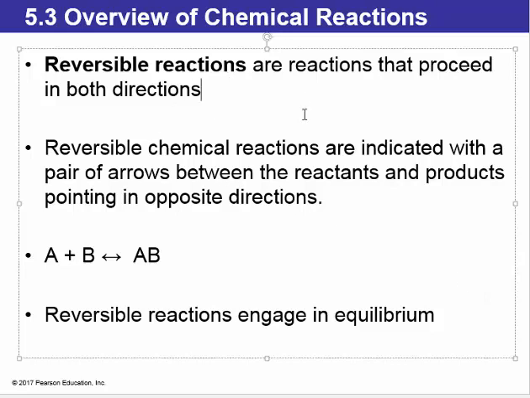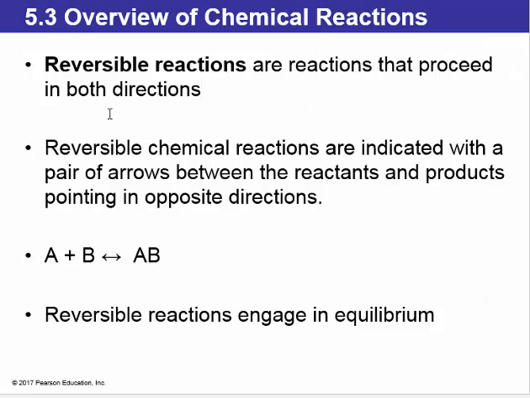Reversible reactions are reactions that proceed in both directions. Reversible reactions are indicated with a pair of arrows between the reactants and products pointing in opposite directions. That's sort of hard for me to get on this slide using this software, so I just have this double pointed arrow. So it means that A plus B will form AB, and it also means that AB will decompose to form A plus B. Both the forward and reverse reaction are occurring.